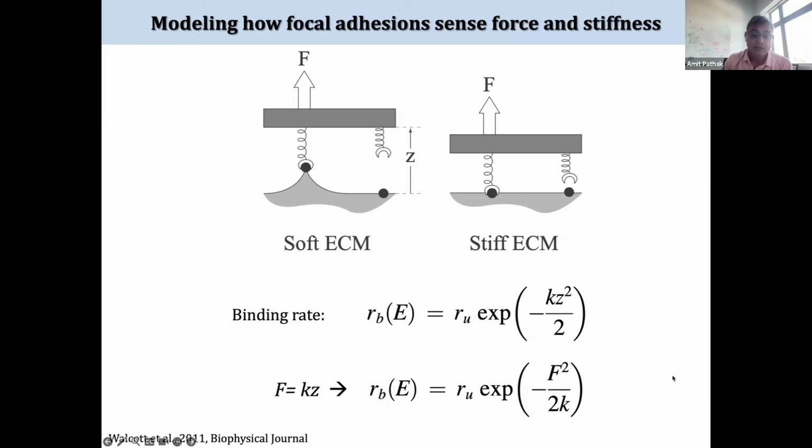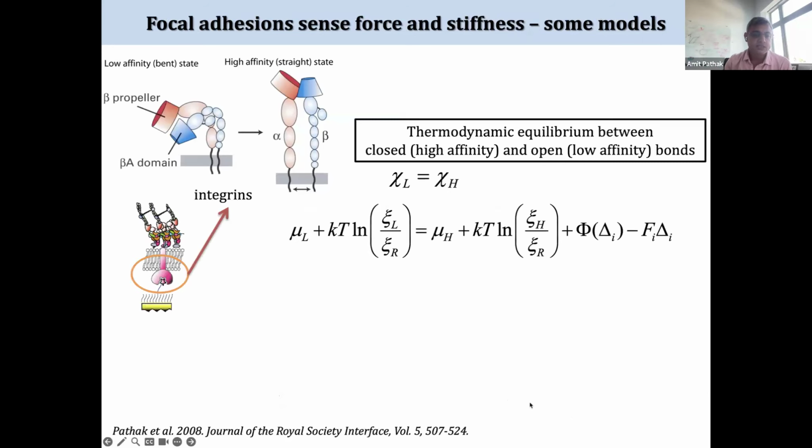So that is one model. Basically, there are 3 variables, 2 variables, and 2 binding and unbinding rates. So that explains why stiff ECMs will give you higher focal adhesions. Backtracking, this is something I was working on during my PhD.